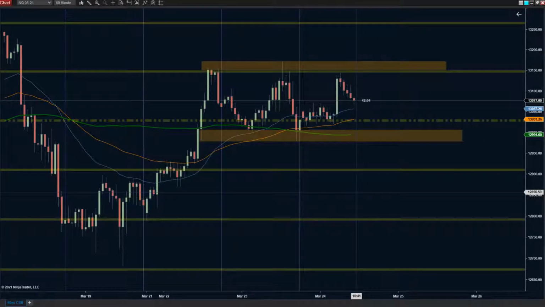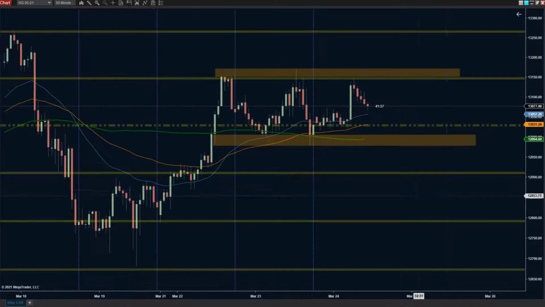All right. So market, for the most part, basically sideways. There's not a ton going on. I mean, they're trying to get something going, obviously, from the bigger picture, but we're still in that balance point.